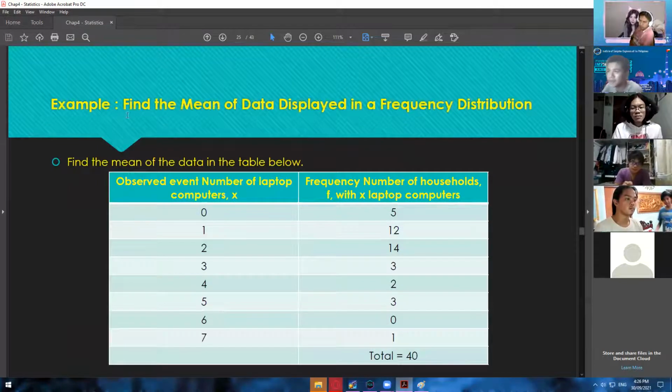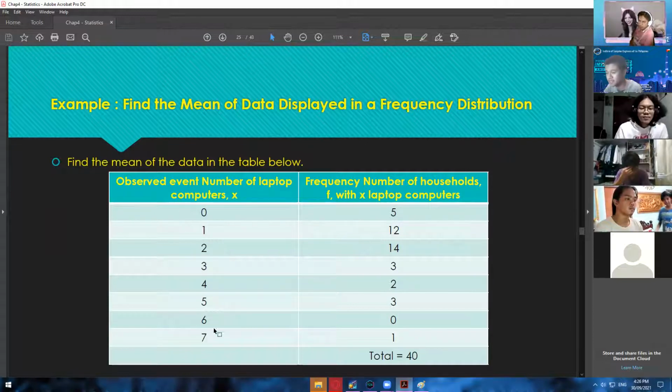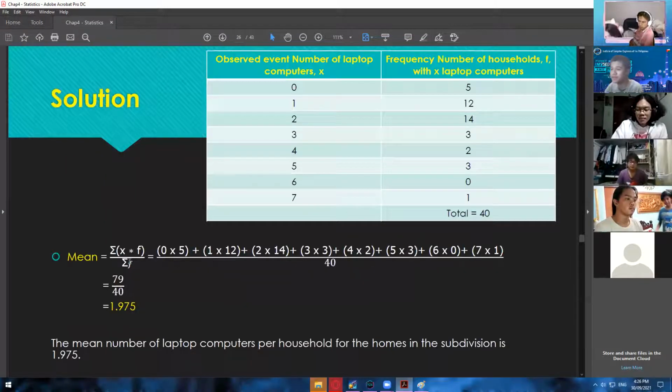So in here, we have to find the mean of data displayed in a frequency distribution. Again, we have this data right here, and then this data right here, so we haven't changed anything. And then this is the solution. Instead of weight, or W, we just replace it with F, since that is the one that we have used. They call this one frequency instead of weight.